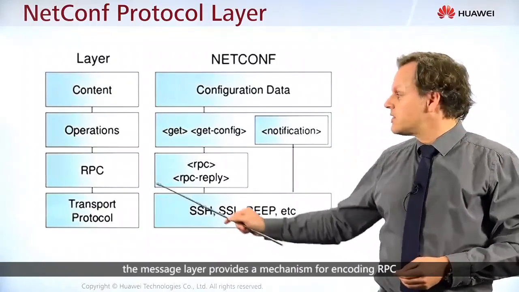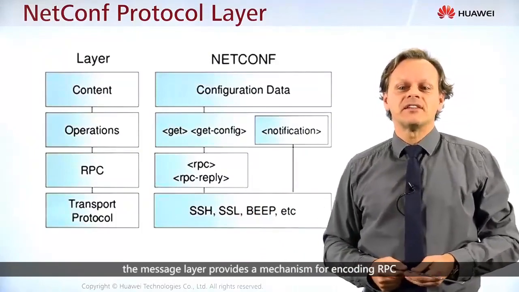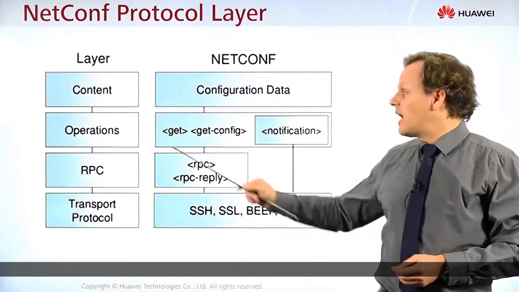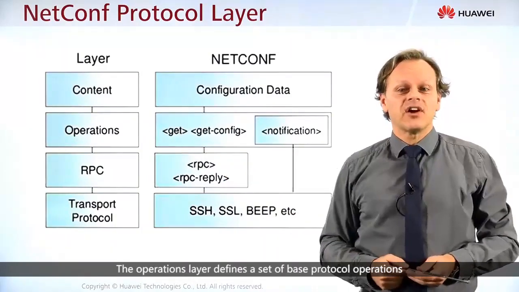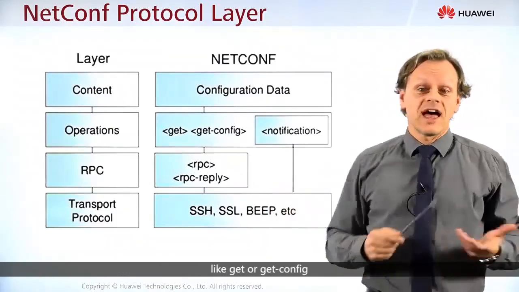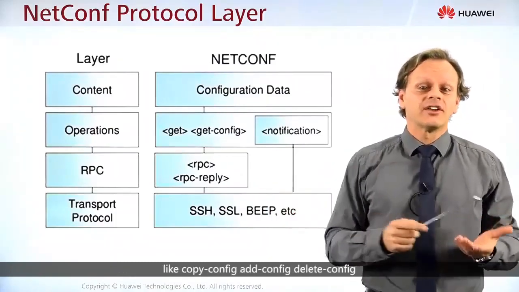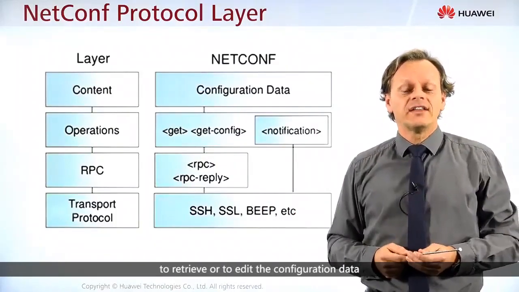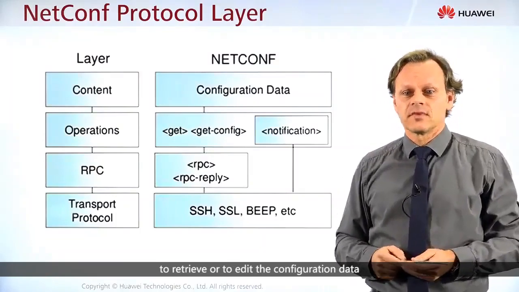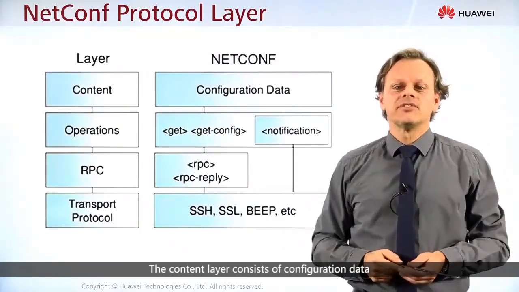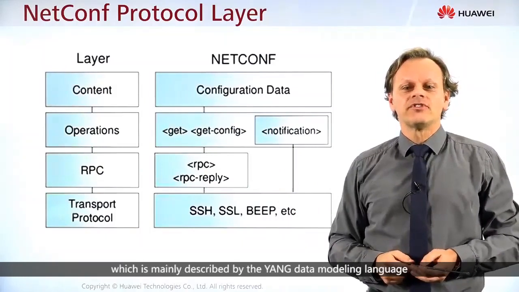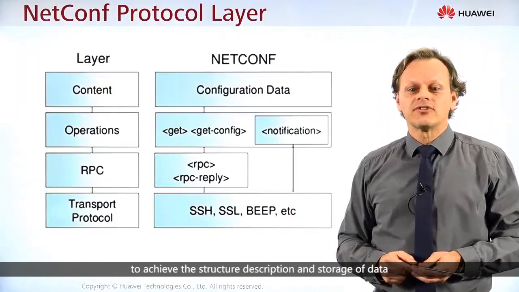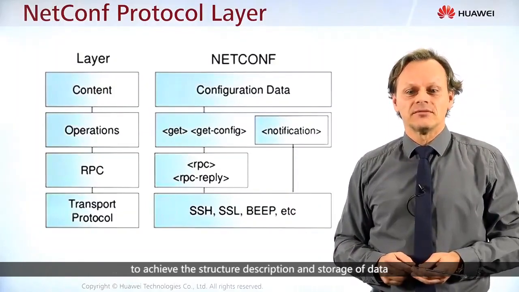The message layer provides a mechanism for encoding remote procedure calls, RPCs. The operations layer defines a set of base protocol operations like get or get-config, copy-config, edit-config, delete-config, to retrieve or to edit the configuration data. The content layer consists of configuration data, which is mainly described by the Yang data modeling language to achieve the structured description and storage of data.